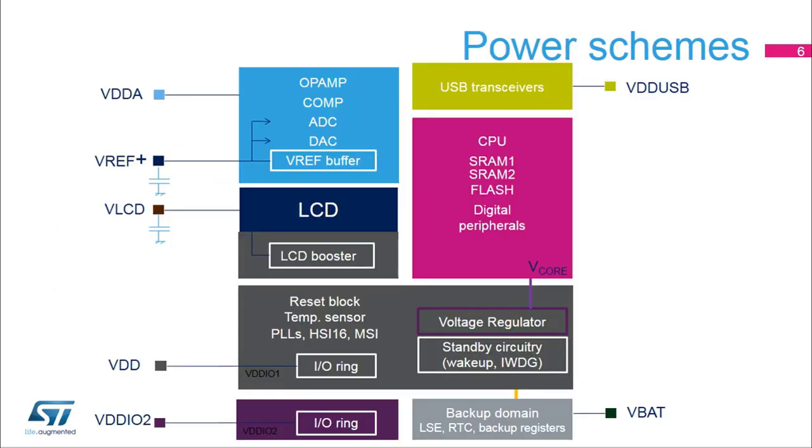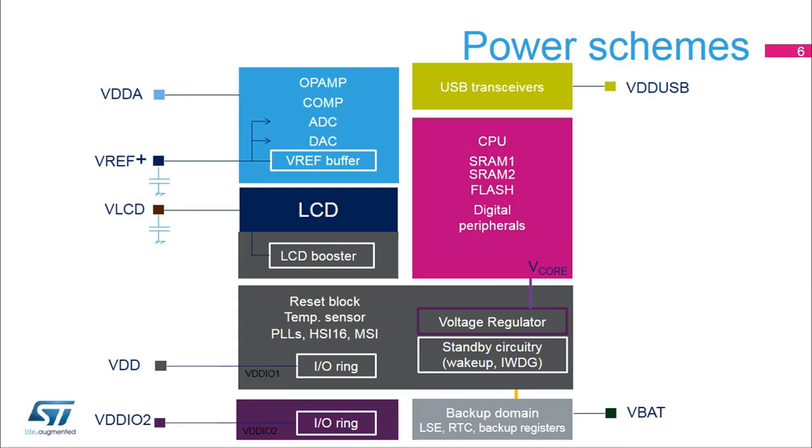STM32 devices have several independent power supplies, which can be set at different voltages or tied together. The main power supply is VDD, supplying almost all IOs except for 14 IOs of port G. VDD also supplies the reset block, temperature sensor, and all internal clock sources. In addition, it supplies the standby circuitry, which includes the wake-up logic and independent watchdog. VDD supplies voltage regulators, which provide the V-core supply. V-core supplies most of the digital peripherals, SRAMs, and flash.